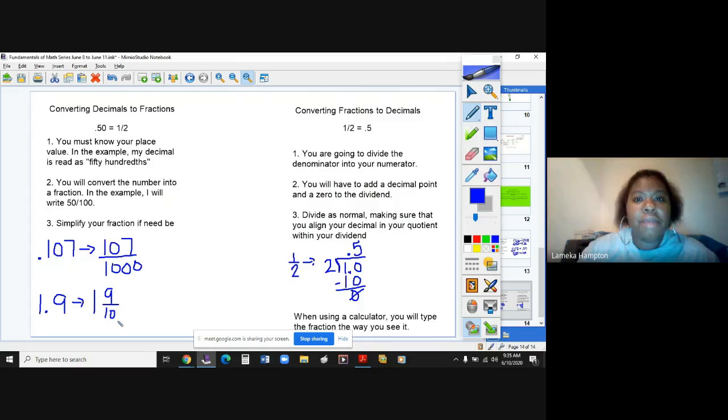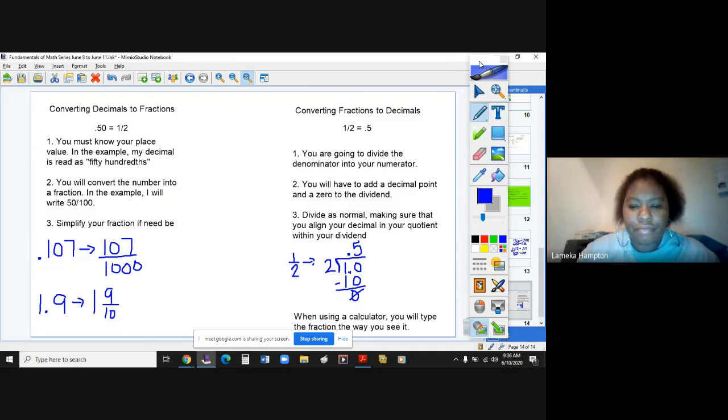So that would be my fraction, because I'm reading that as 1 9/10. So again, 1 serves as my whole number and 9 is in my tenths place. So that's the reason why I would have the 10 as my bottom number or my denominator.